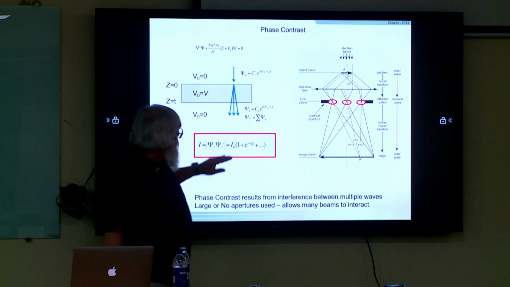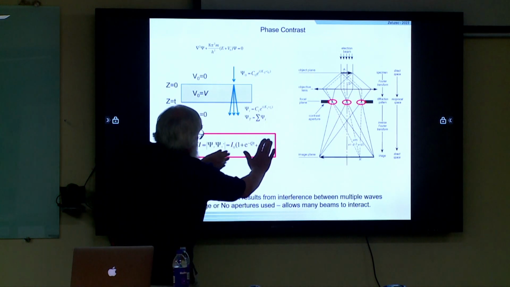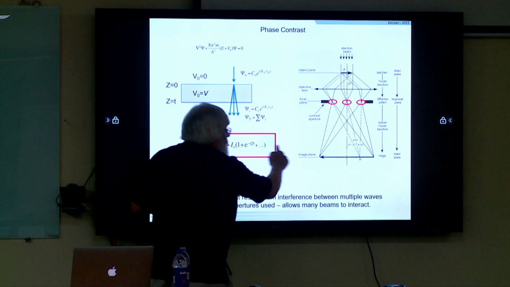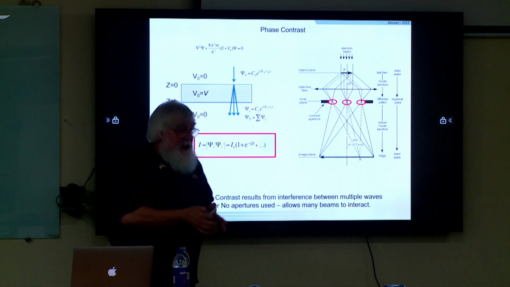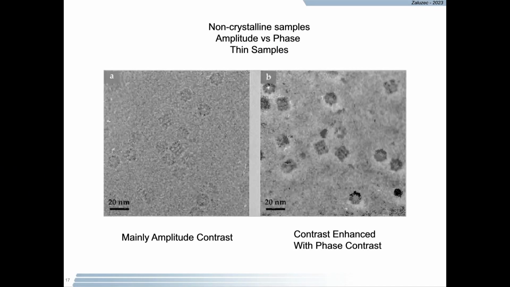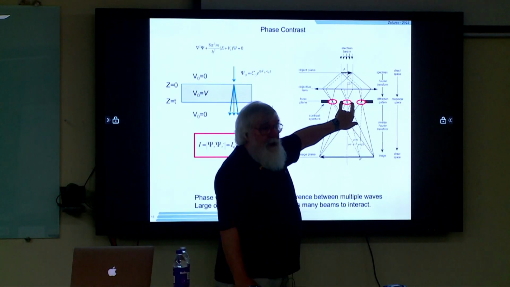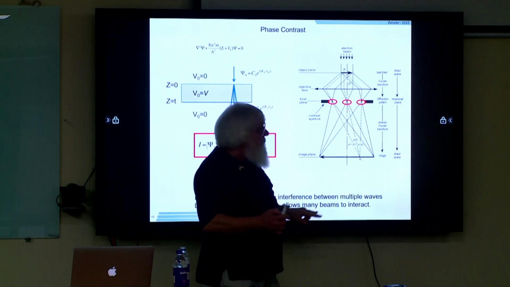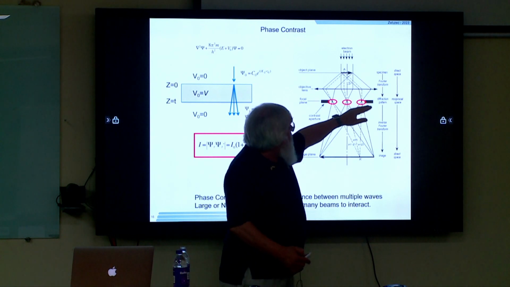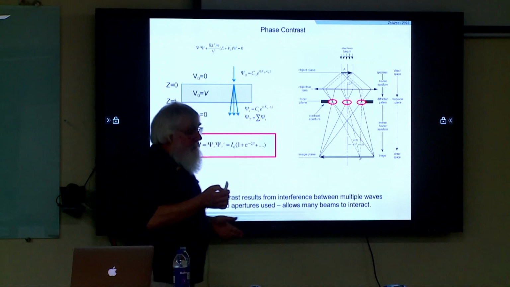Okay? So what we're getting now in the image is not just what comes through, which is that guy, but an interference of multiple terms. That interference gives rise to contrast. Okay, let me give you an example of that. This is a non-crystalline sample. If I put in an aperture and only look at the transmitted beam, that'll mainly be amplitude contrast. If I open the aperture up and allow interference to happen, we'll get additional contrast, and we'll see that here.